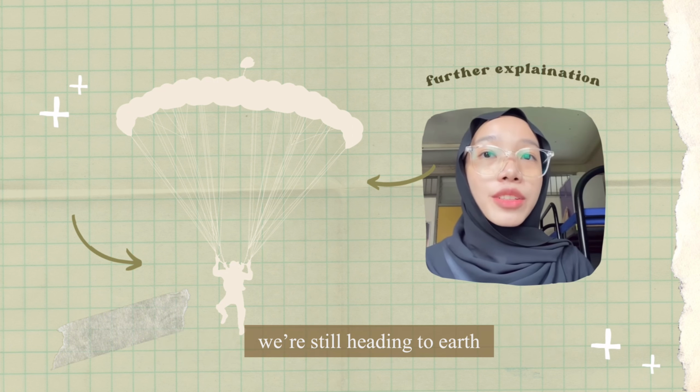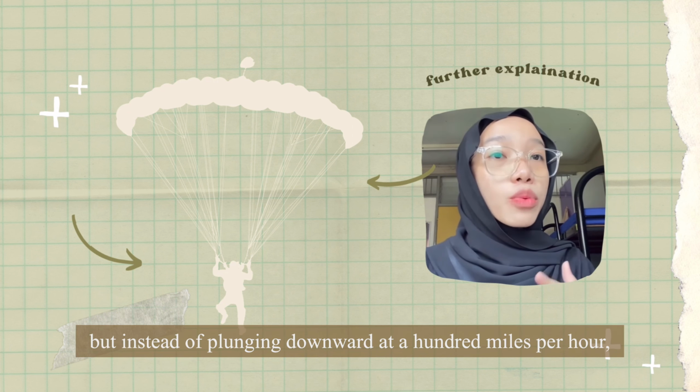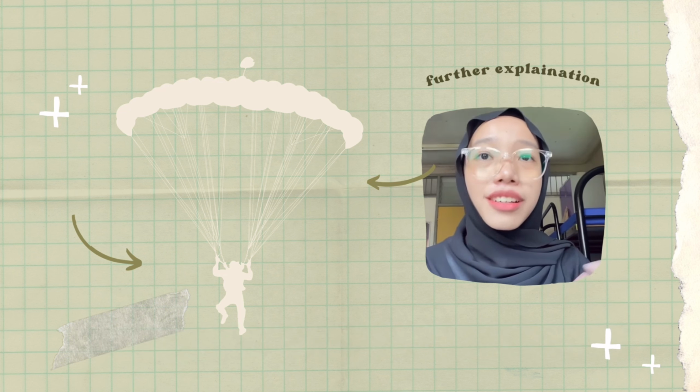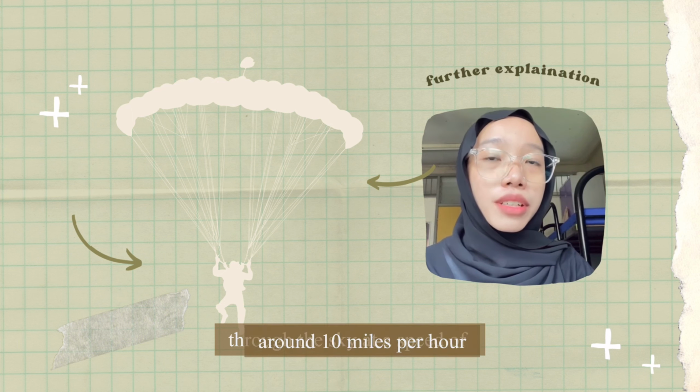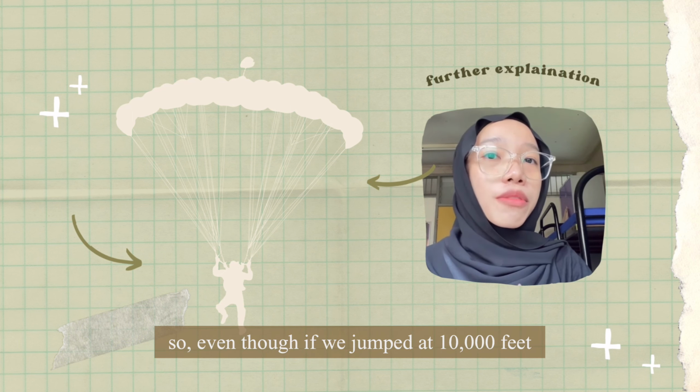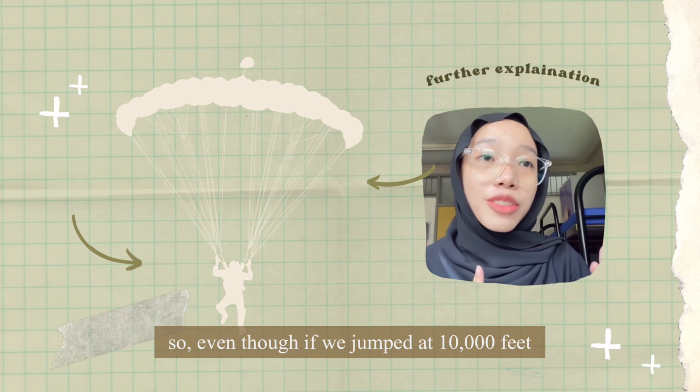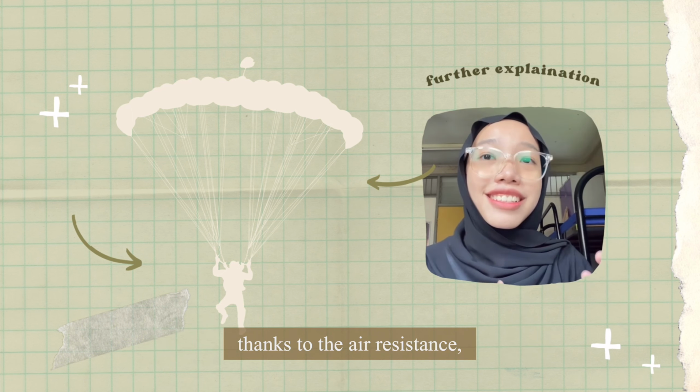We're still heading to the Earth, but instead of plunging downward at 100 miles per hour, a skydiver will softly float through the sky at a speed of around 10 miles per hour. So even if we jump at 10,000 feet, thanks to the air resistance, the landing feels more like jumping off a 4-foot wall.